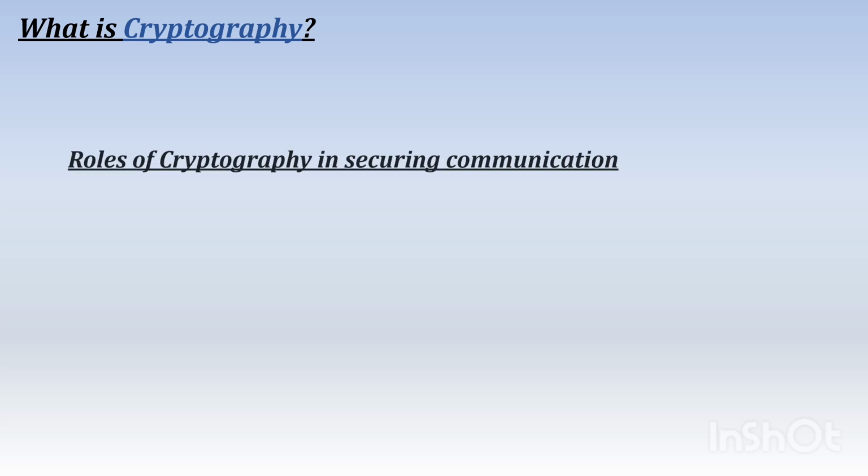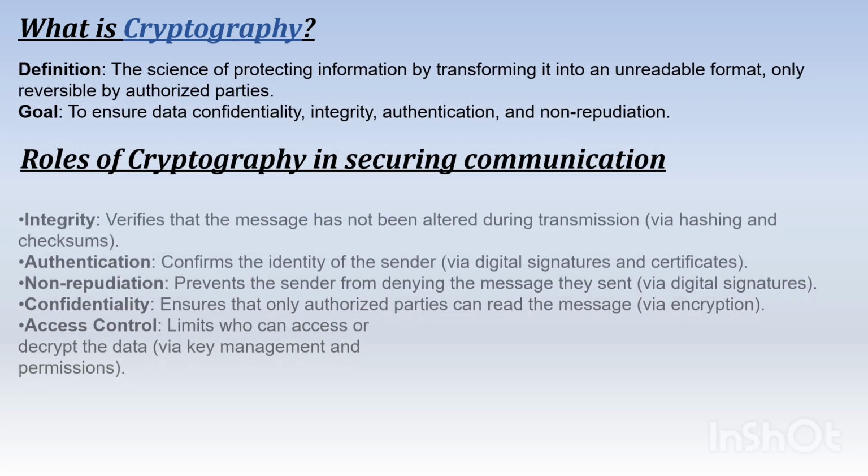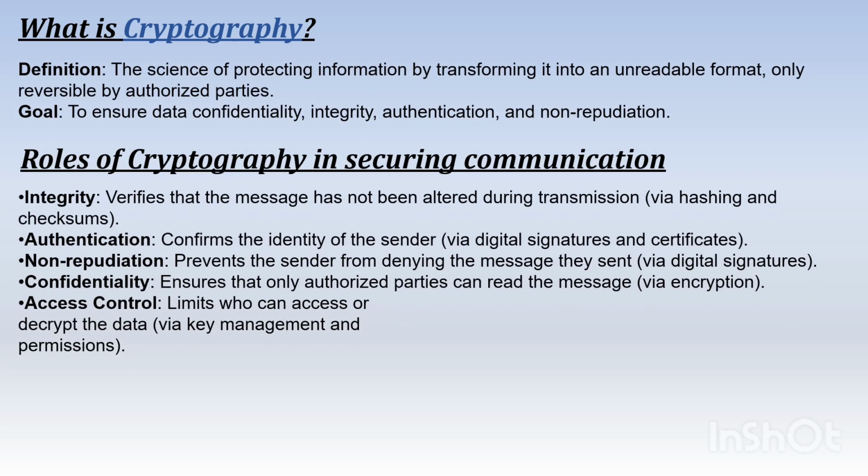So, starting from what is cryptography? The science of protecting information by transforming it into an unreadable format only reversible by authorized parties. This means a technique or a process that encrypts and decrypts the message so the cyber attackers or hackers cannot perform any cyber crimes. The goal of cryptography is to ensure data confidentiality, integrity, authentication, and non repudiation.